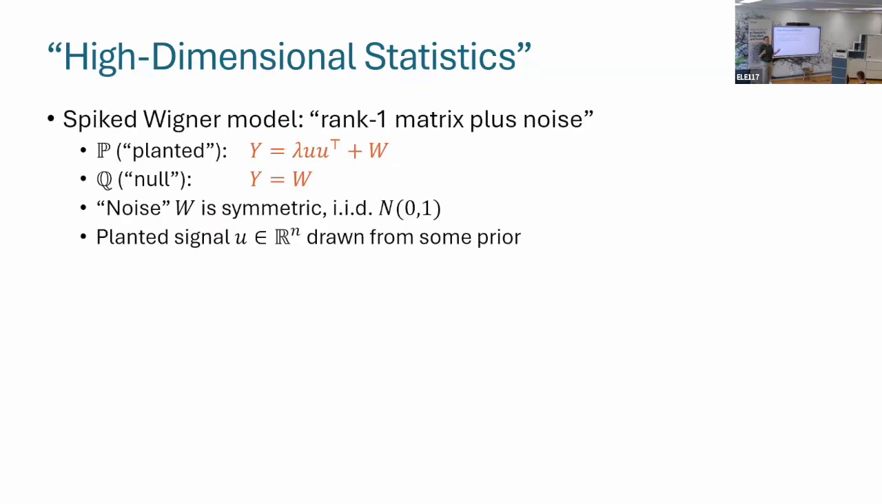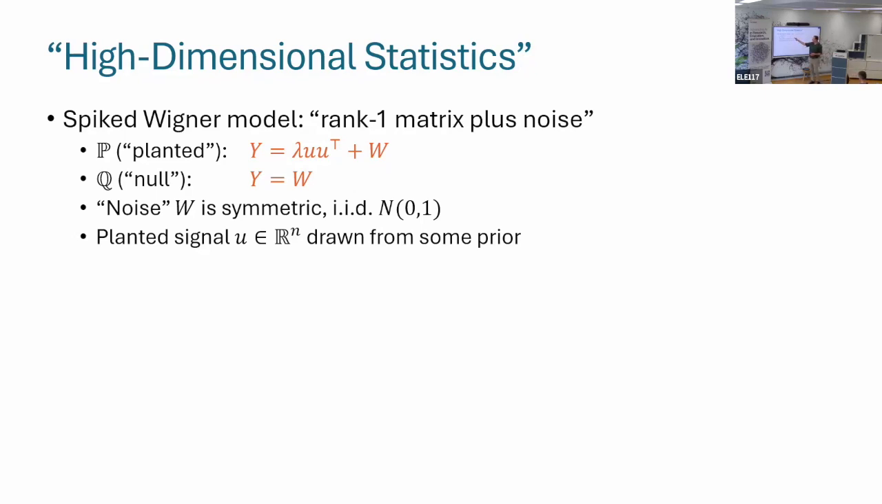So the style of questions I want to talk about is what we might call high-dimensional statistics. I'll give a couple of very canonical examples. High-dimensional statistics generally means there's some kind of planted signal that we want to recover, but it's hidden within some kind of large random noise. The random noise might be a big random matrix or a big random graph. One basic example is the spiked Wigner model, which is basically a rank 1 matrix plus noise.